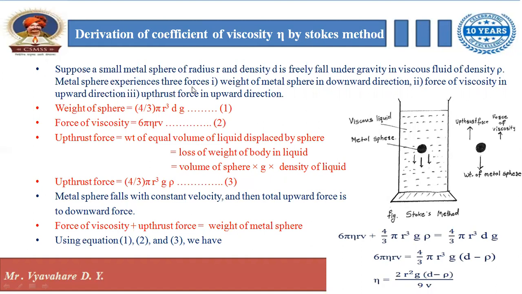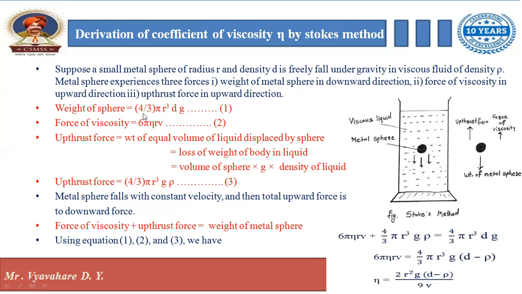The metal sphere experiences three forces. First, the weight of the metal sphere in the downward direction. Second, the force of viscosity in the upward direction, which opposes the relative motion in this liquid. And third, the upthrust force in the upward direction. Upthrust force is the force that makes the body lose weight in the liquid.